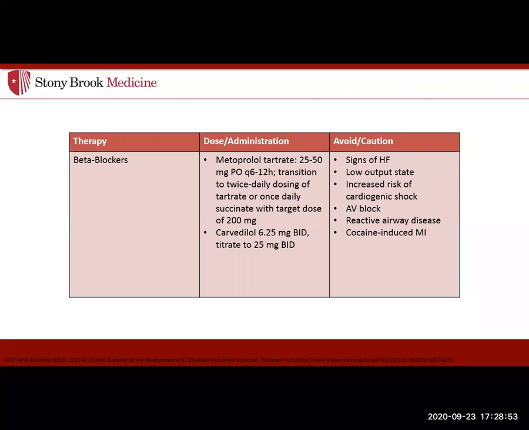The way that beta blockers work is that they reduce oxygen consumption of the heart by lowering heart rate, blood pressure, and myocardial contractility. By decreasing this oxygen demand, they play an important role in reducing reinfarctions as well as reducing complex arrhythmias from occurring in these patients.